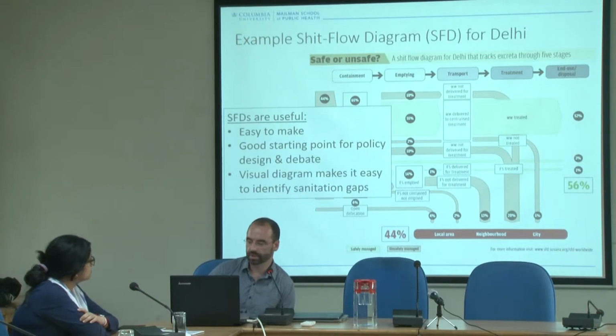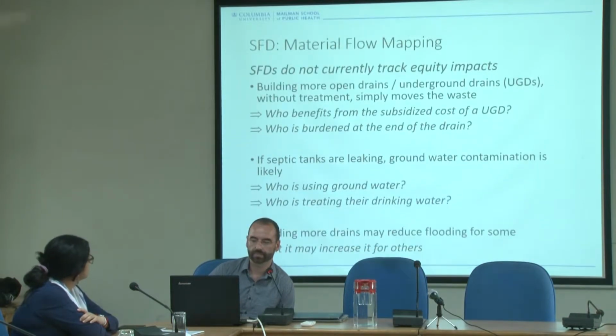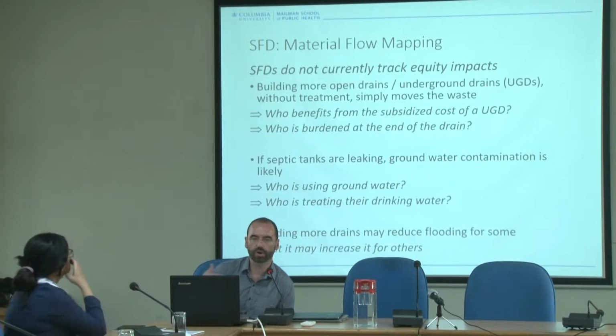They don't focus on who is exposed. They don't focus on who has access and doesn't have access. So some examples of this are: who benefits from the subsidized cost of a UGD and who's not benefiting from that subsidy? Who is burdened at the end of the drain?